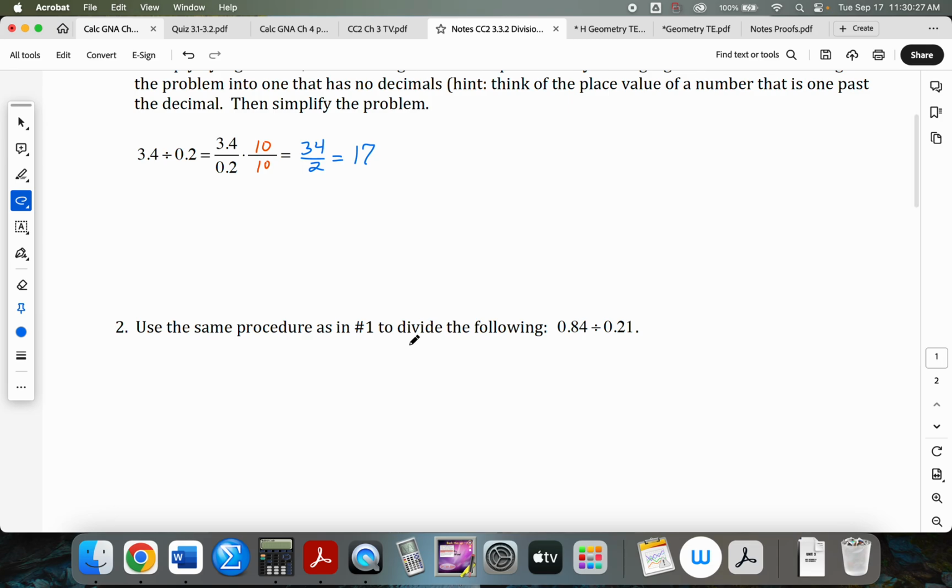So let's use the same procedure here. 0.84 divided by 0.21 is equal to 0.84 over 0.21. What could I multiply this by to get rid of the decimals? Just by 100? There we go, 100 over 100. Because we're wanting to multiply by 1 so that we don't change its value. So that's 84 over 21, which is 4.